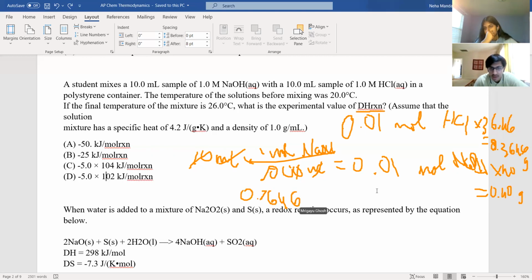0.7646 grams. If you multiply that by 4.2 times, how much was the increase in temperature? Or 6, right? Yeah. So what is that? 0.7646. I didn't get a good answer. It doesn't match any of them. Oh, it's 192. That's not 193. That's not a good answer at all.